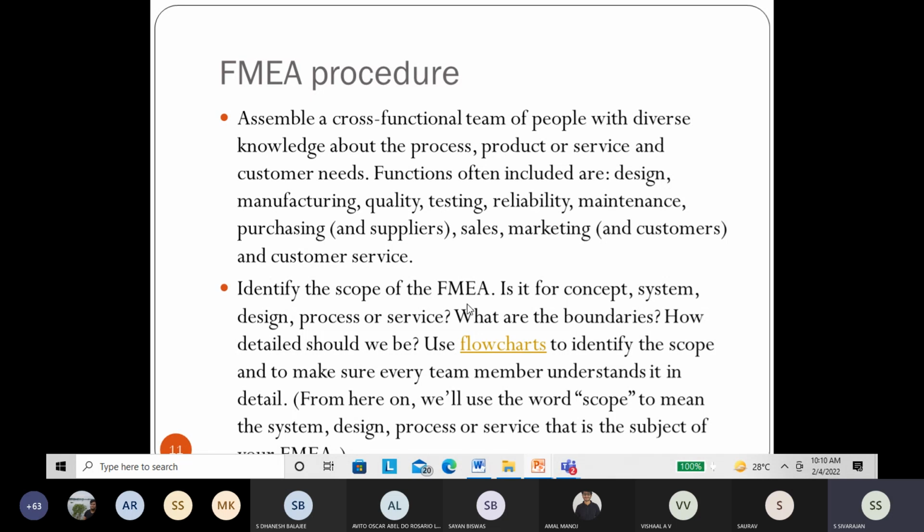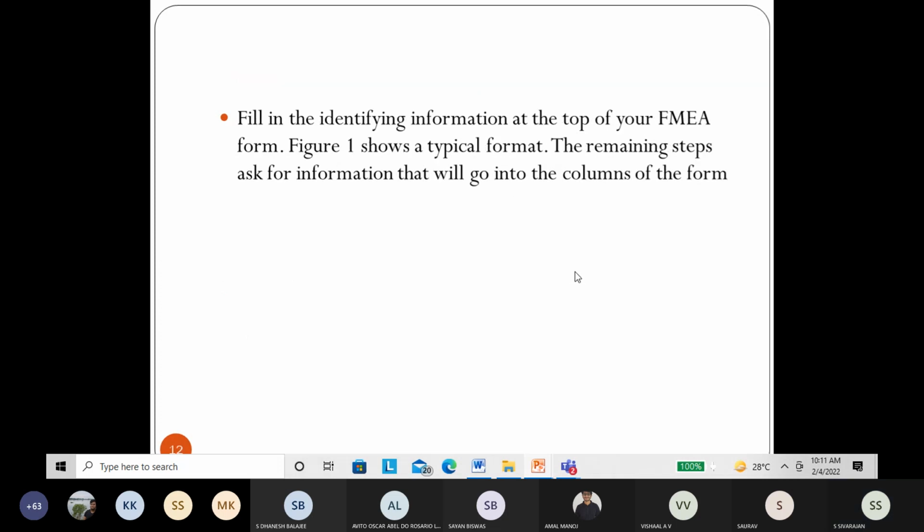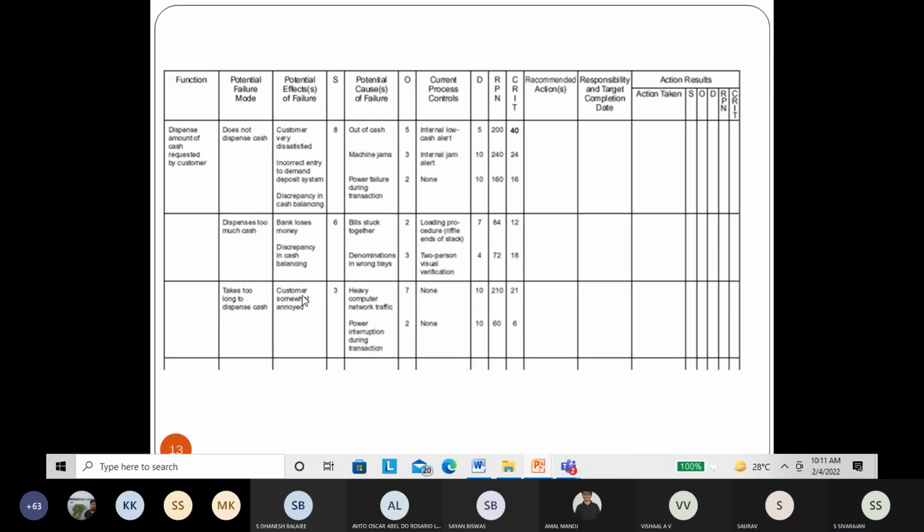Identify the scope, because that is very important. In that example, directly I'm going to tell: this way the ATM is going to dispense too much cash, too little cash, or why it is happening. All these things we are going to see. So we have to identify what is the scope of the FMEA. Then fill in the identifying information at the top of your FMEA form. If you see the example directly, you will understand.